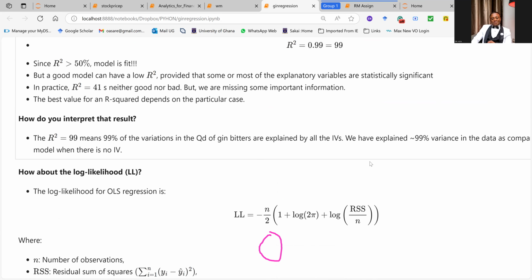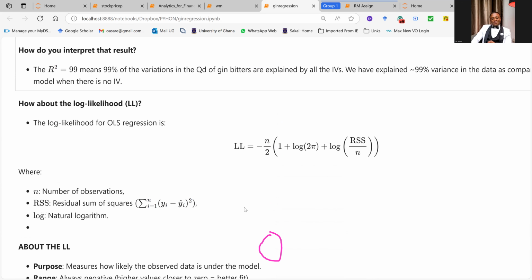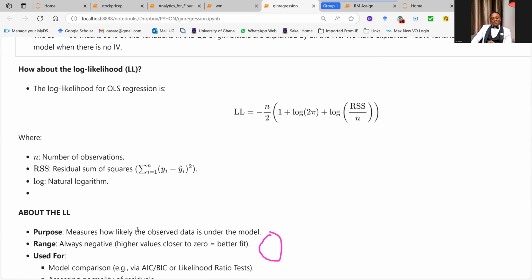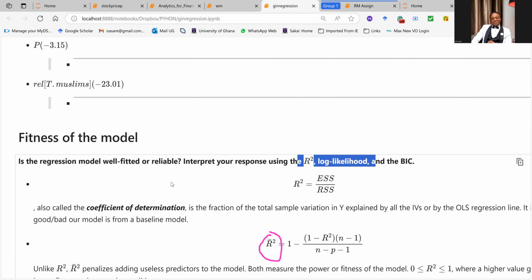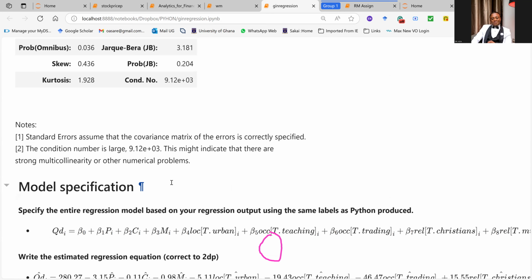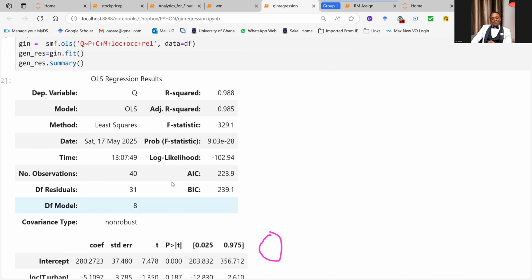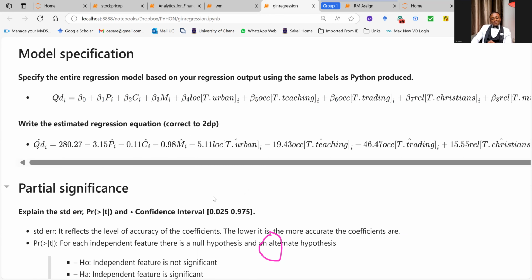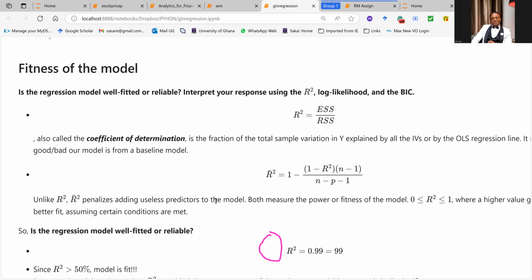Now, the log likelihood is given by this formula. The good thing about the log likelihood is that it tells you how likely the observed data is under the model. It is always negative. Let's go and check yours. If you look up here, the log likelihood is above, and it is negative 102.94.